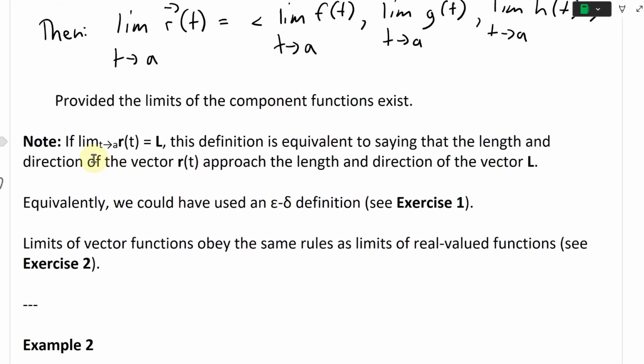Going further, note that if the limit as t approaches a of the vector function r of t is equal to the vector L, this is equivalent to saying that the length and direction of the vector r of t approach the length and direction of the vector L. Basically, the size of it and the direction it's pointing are getting closer and closer to L. Equivalently, we could have used an epsilon delta definition. See exercise 1. This is the precise definition of the limit, and I will go over that.